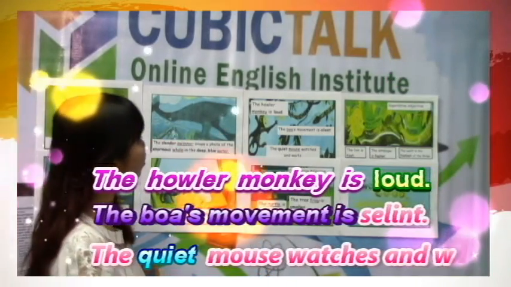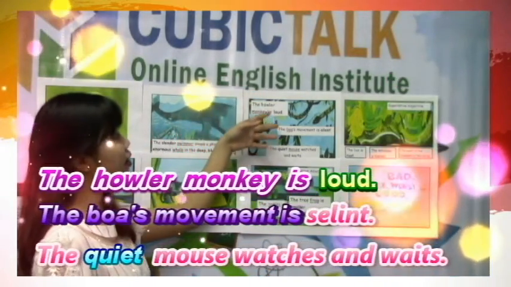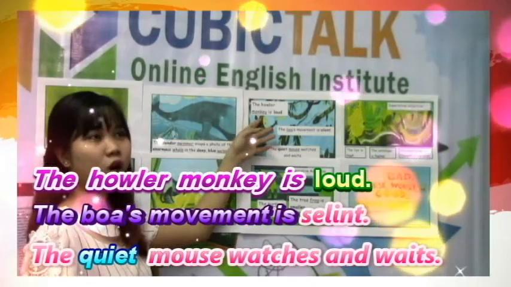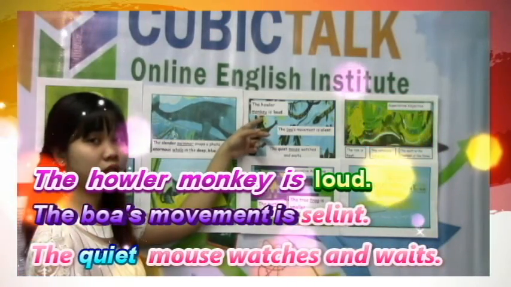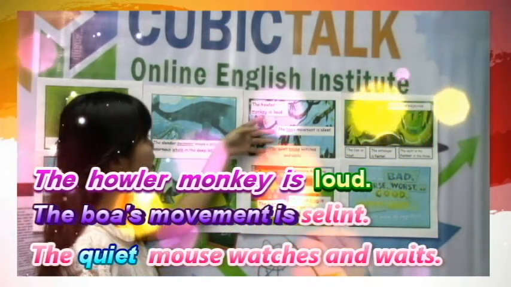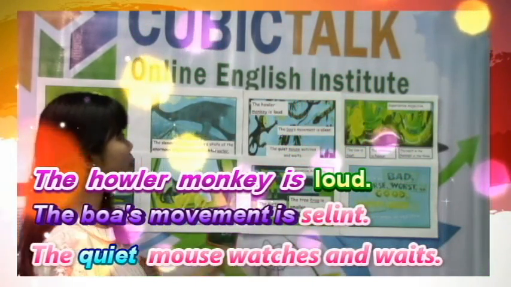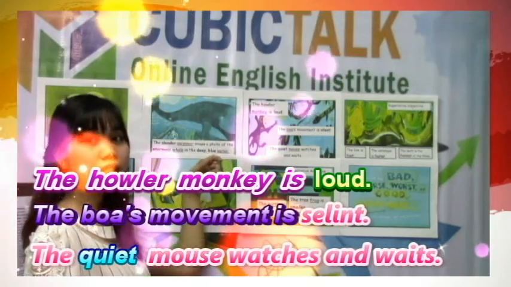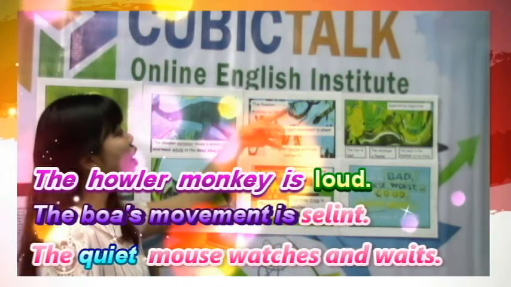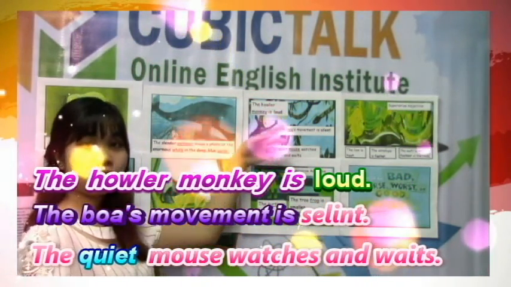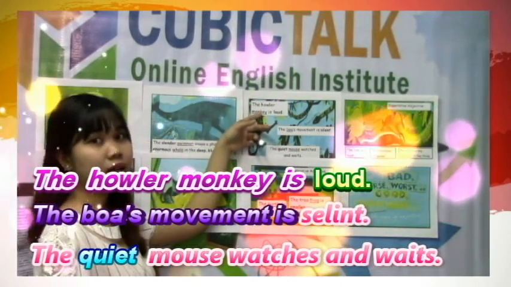So let's take a look at the first sentence. In this one, will you tell me what is the adjective? How does the monkey sound? Yes, very good. The monkey is loud. So in this one, the word loud is the adjective which describes the monkey.